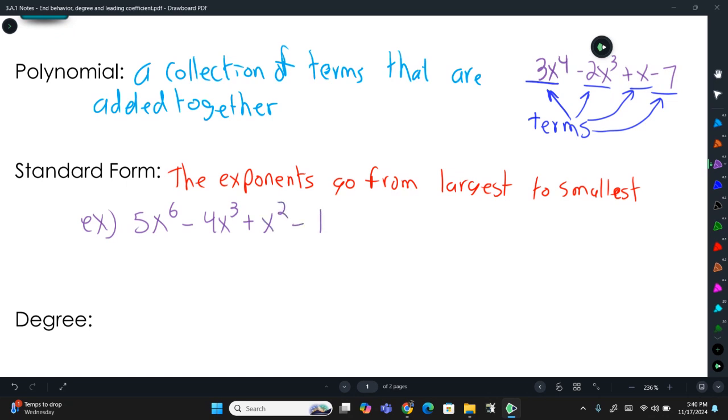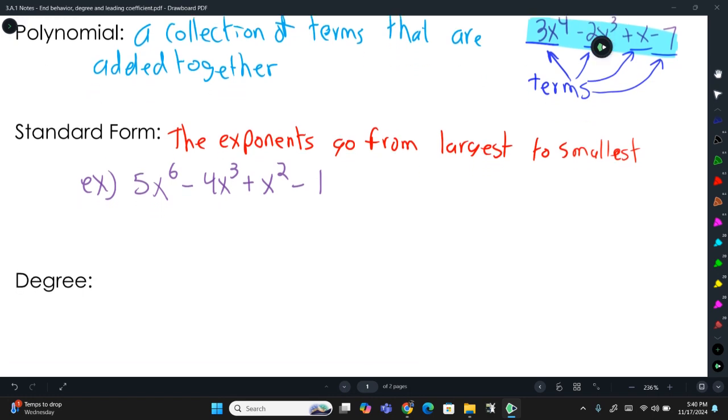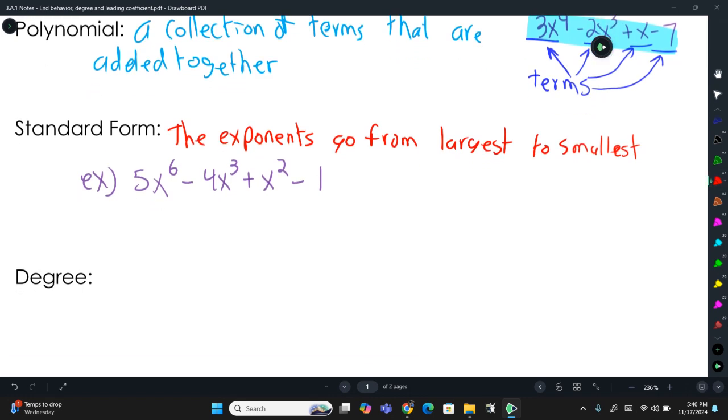Now notice that we don't have all the exponents from 6 to 1. Like there's no x to the fifth power, there's no x to the fourth power, and that's okay. Like this polynomial up here has x to the fourth, x cubed. There is no x squared, or x to the second power. That's okay. So this is an example of a polynomial in standard form because our exponents go from largest to smallest. We have 6, 3, 2, and no exponent.